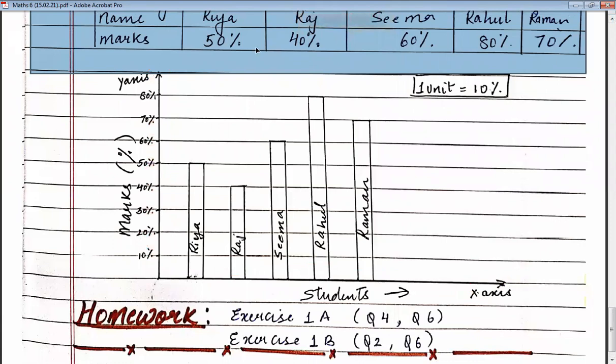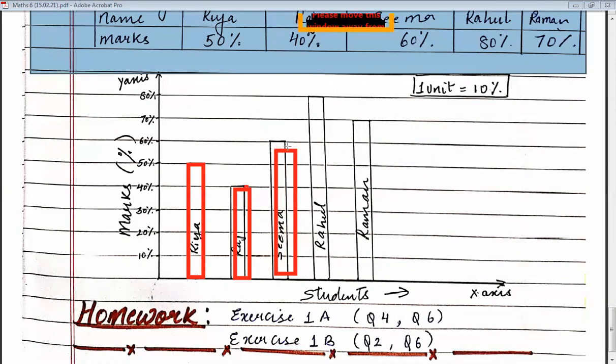Now children, in the first one, Riya scored how much marks? 50%. Okay, so now you will make a bar, and it will be like this. You have to show till 50%. Now next, Raj is 40%. So you have to show equal width. So it will be 40%. Next is Seema. And Seema is how much? 60%. So you have to show the bar like this, the next bar, that is 60%. Okay. And next one is your Rahul, 80%.